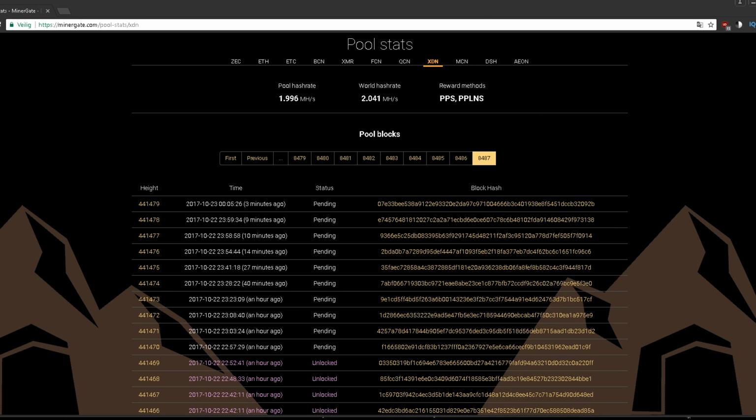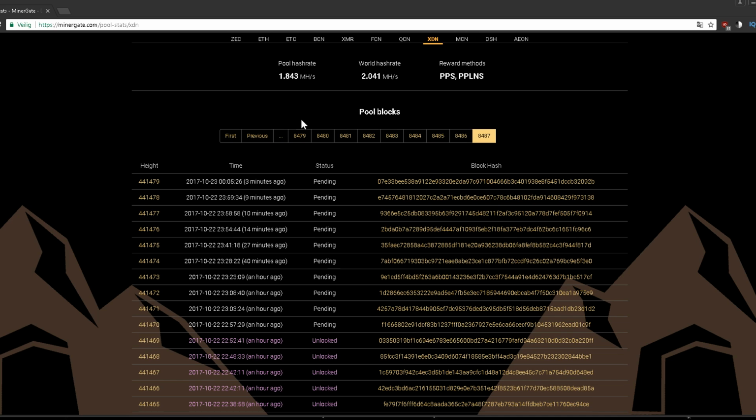And here you can see that the pool hash rate is almost near the entire world hash rate. So that means that here on Minergate, this pool is doing almost all the mining for digital node globally, worldwide. There's about 0.1 mega hashes on other pools.